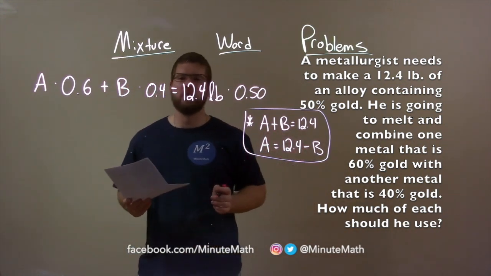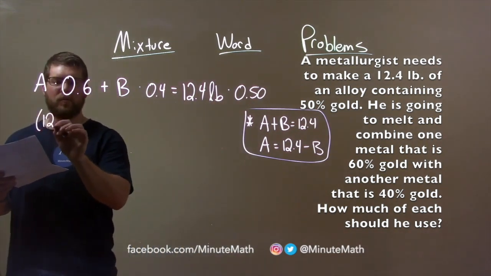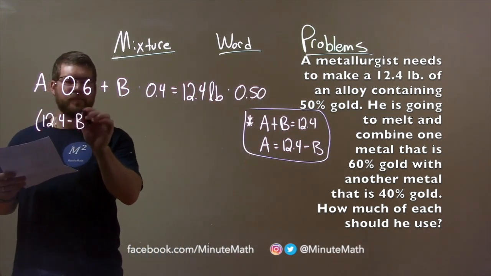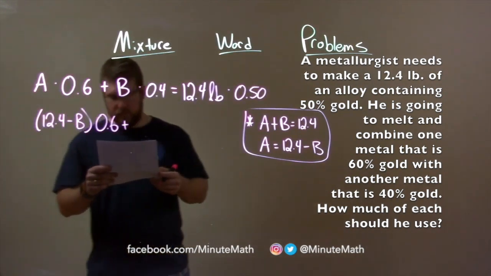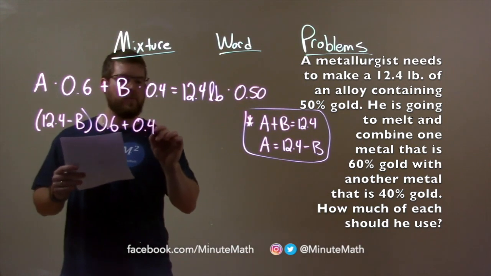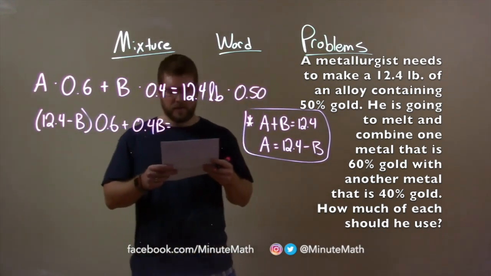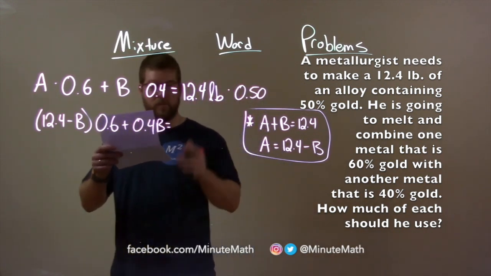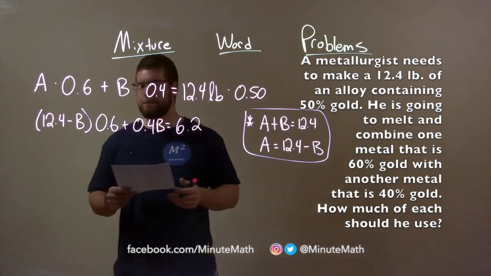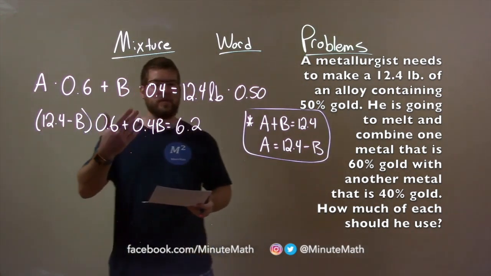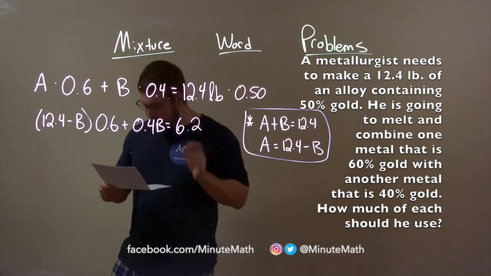We know A is 12.4 minus B. So instead of A, I have 12.4 minus B times that 0.6 here, plus 0.4B, I'm just rearranging that, and 12.4 pounds times 50% of that, 0.5, is 6.2. Okay, so now we have an equation that just has one variable, so we can solve for that variable, B.